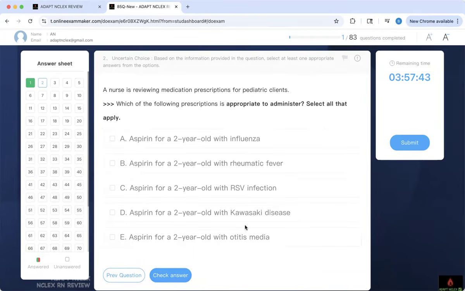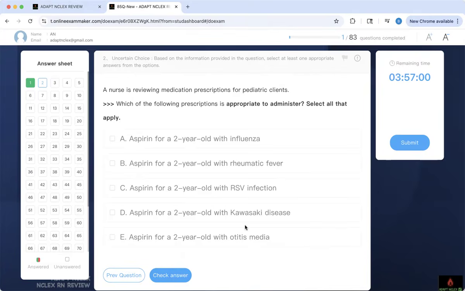Next question. This is also risk reduction, but there's a concept here. Which of the following prescriptions is appropriate to administer? Select all that apply. You don't have to pick everything. Pick those you're confident in so that you don't lose points. This is reviewing medication prescriptions for a pediatric client. 1, aspirin for a 2-year-old with influenza. Aspirin for a 2-year-old with rheumatic fever. Aspirin for a 2-year-old with RSV infection. Aspirin for a 2-year-old with Kawasaki disease. Aspirin for a 2-year-old with otitis media. There's a concept here. Stop the video, pick your answer, and let me know.